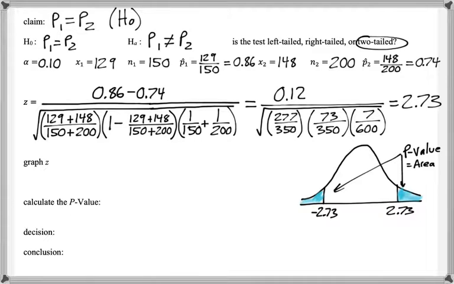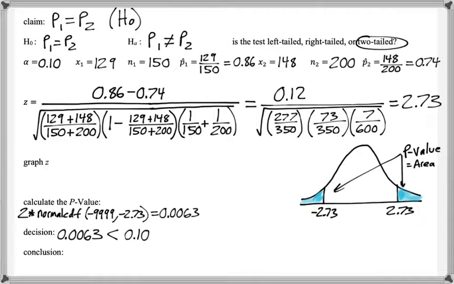And our picture looks like this. To calculate the p-value, we have to take 2 times the normal CDF of negative 9,999 up to negative 2.73. So this is 0.0063. And because the p-value is less than alpha, we reject the null hypothesis.